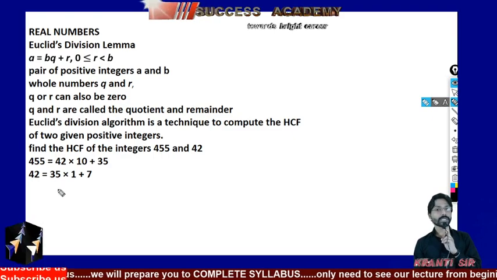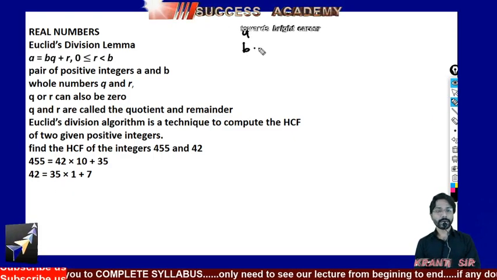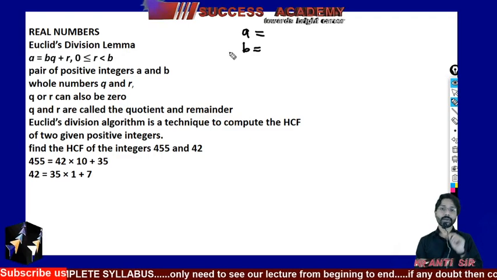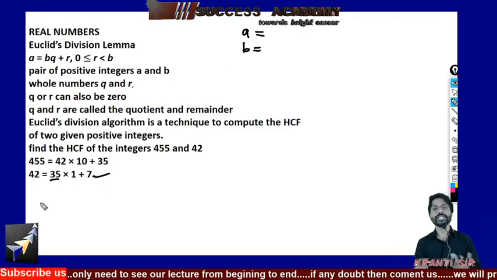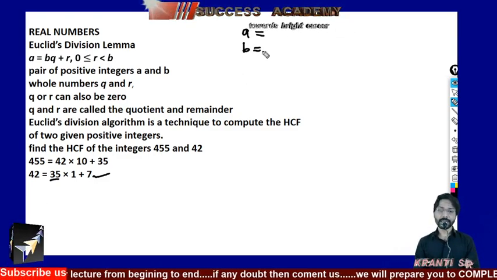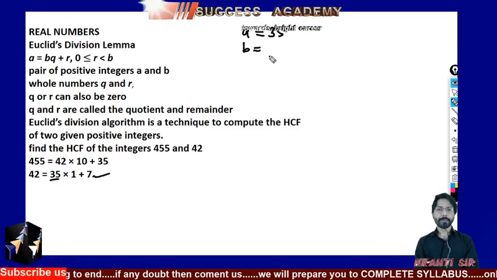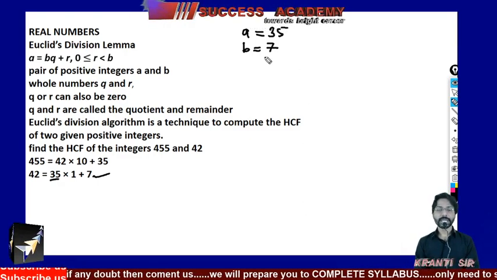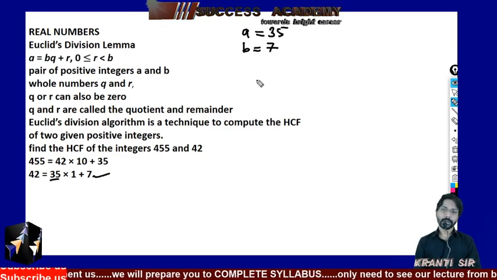Now, which two numbers do I have to consider as the value of A and the value of B again? You have to think about the remainder and divisor. Which one is greater? Divisor is greater. So definitely A will become 35. B will become 7. Now do the division process in your rough work.